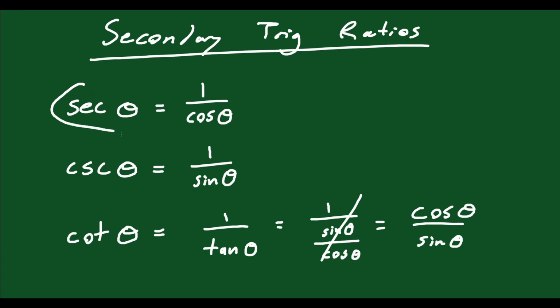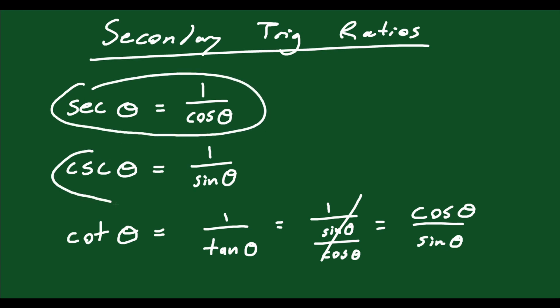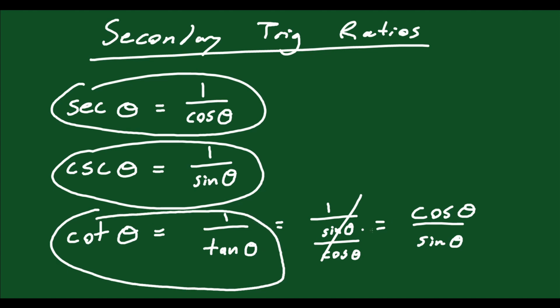You want to remember that secant is equal to 1 over cos theta, cosecant equals 1 over sine theta, and that cotangent theta equals 1 over tan theta, and also it's equal to cos theta over sine theta, right? Remember that as well. Now, with this information, we can actually develop further relationships or definitions, right?